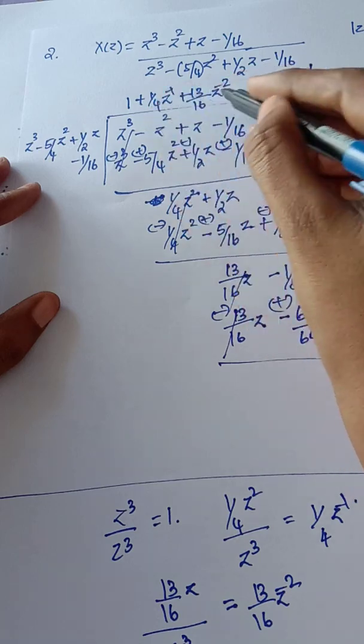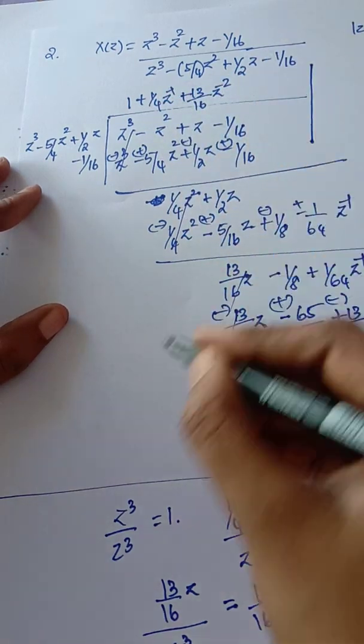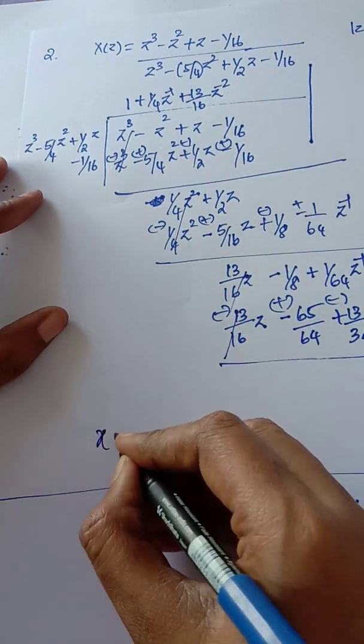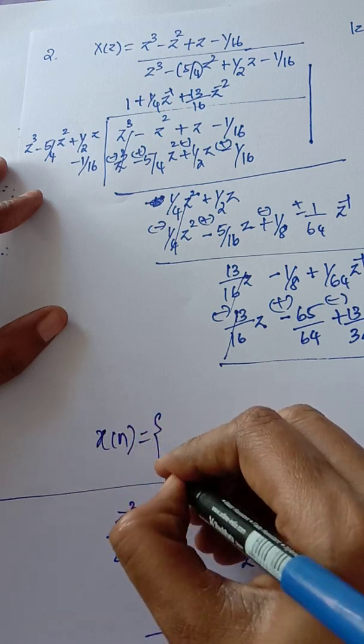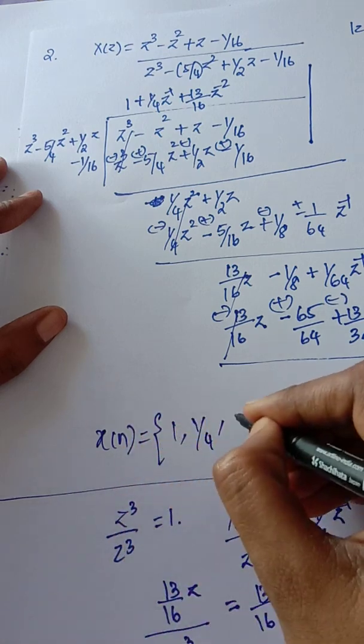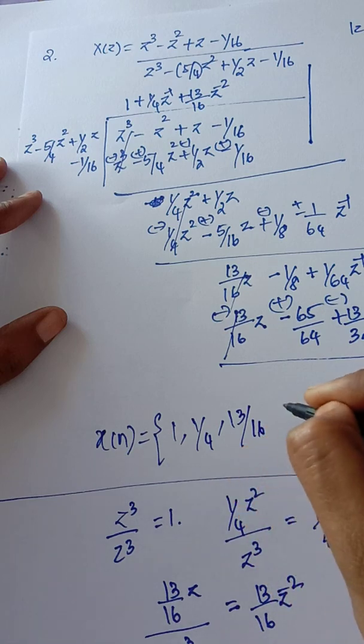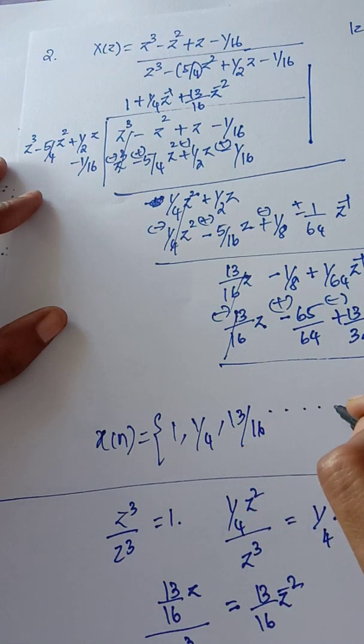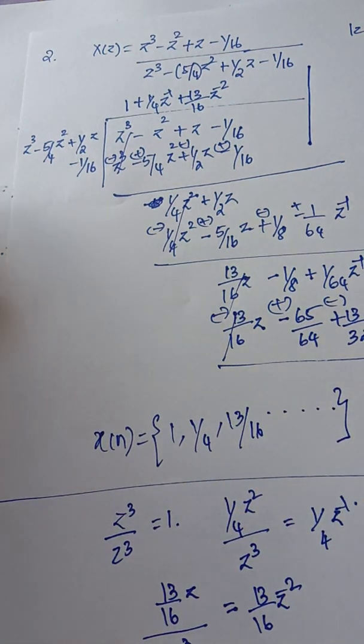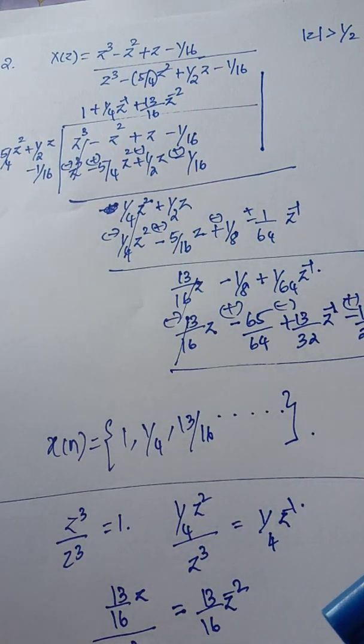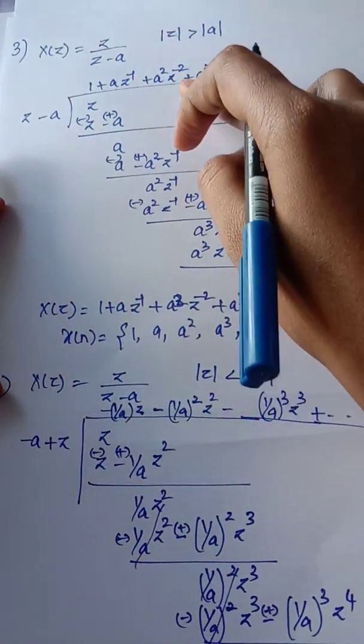Here I am stopping at these 3 points. So your x of n here is 1, 1 by 4, 13 by 16, and like that you need to represent it with a dot. Okay, so this is the procedure to find the inverse of x of z. Thank you.